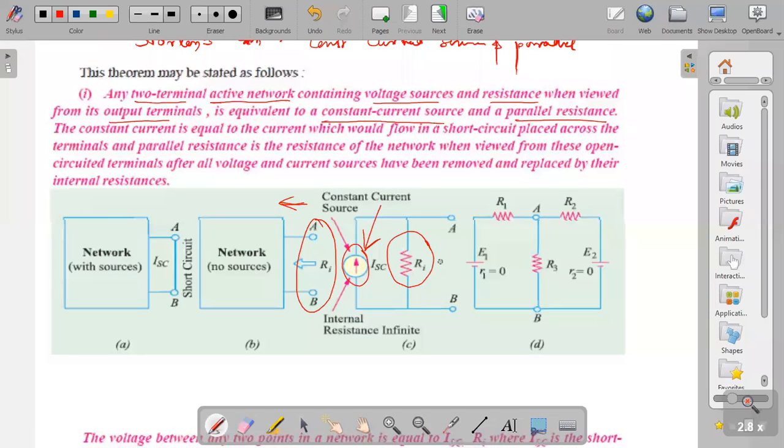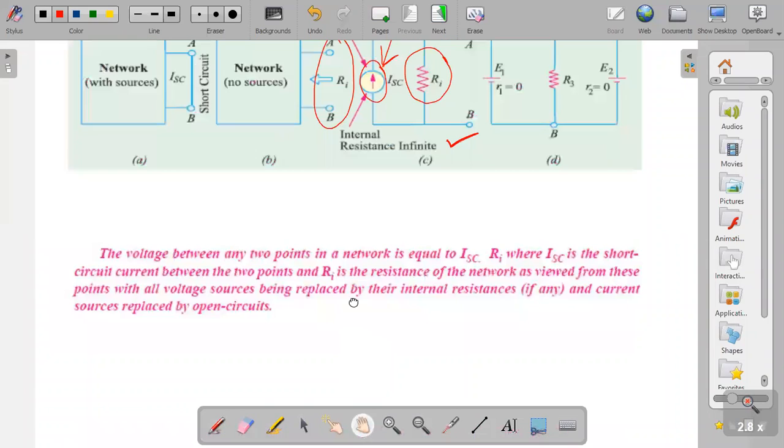And this constant current is equal to the current which would flow in a short circuit placed across the terminals. In Norton theorem you should draw a diagram which consists of a constant current source and parallel resistance Ri. Or in other words, you can write the statement for Norton theorem like this.